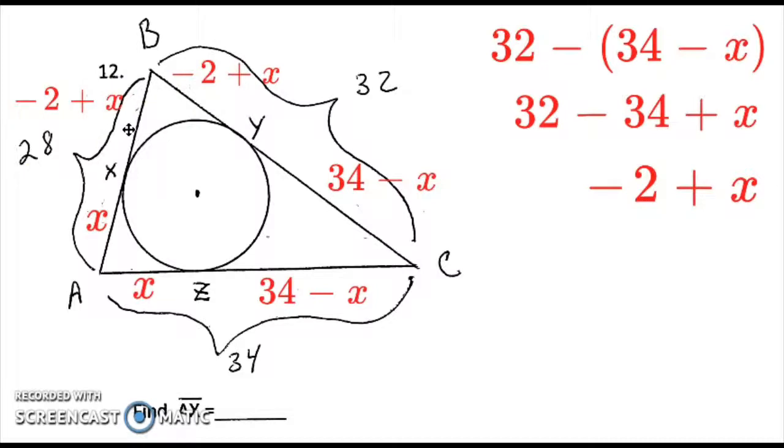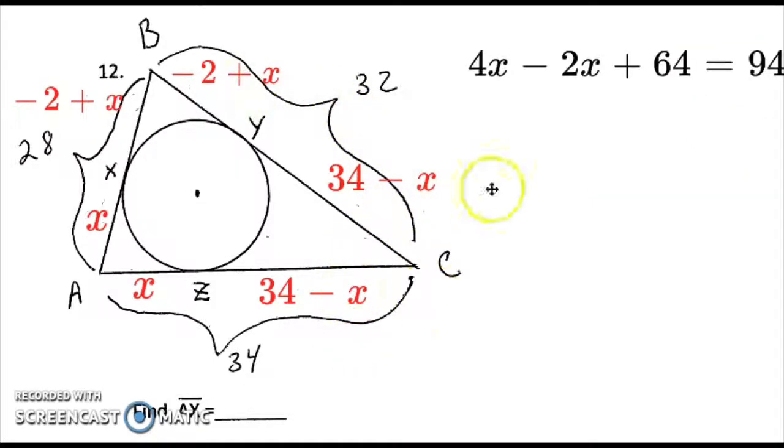Now to find AX, we will need to add up each of these pieces. So adding up all my X's, X plus X plus X plus X is 4X, minus X is 3X, minus X is 2X. So we have 4X minus 2X is 2X. Negative 2 plus negative 2 plus 34 plus 34 is 64.